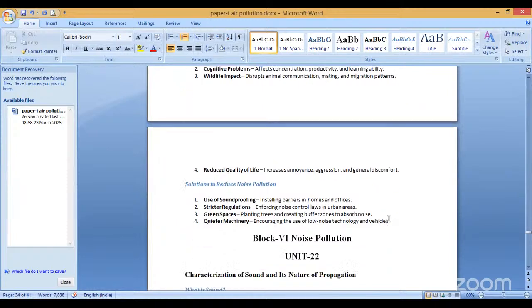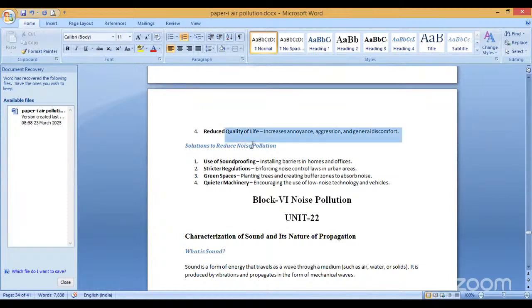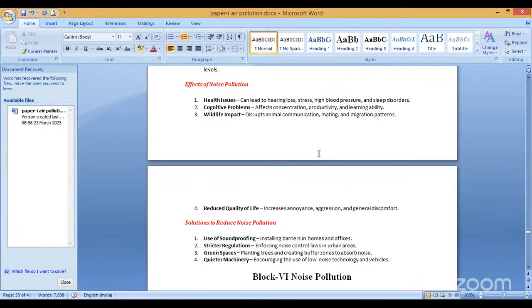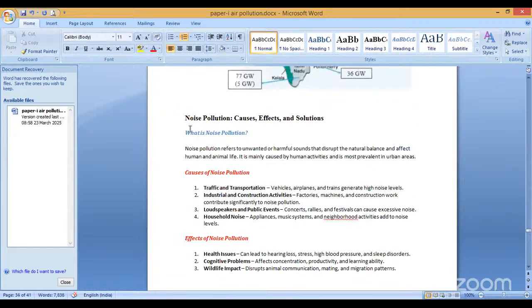Then coming to the solutions to reduce noise pollution. Use of soundproofing, installing barriers in homes and offices. Strict regulations: enforcing noise control laws in urban areas. Green spaces: planting trees and creating buffer zones to absorb the noise. Quieter machinery: encouraging the use of low-noise technology and vehicles. This is a brief discussion about what noise is, what the causes are, what the effects are, and what the solutions are.